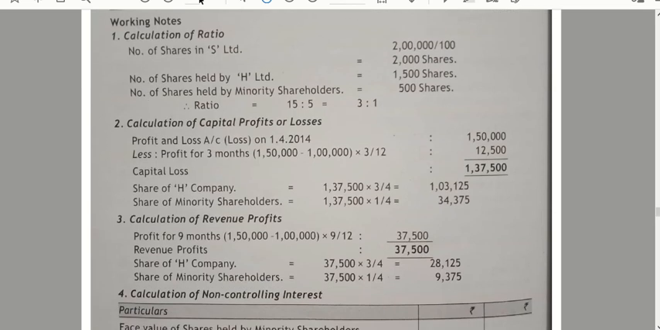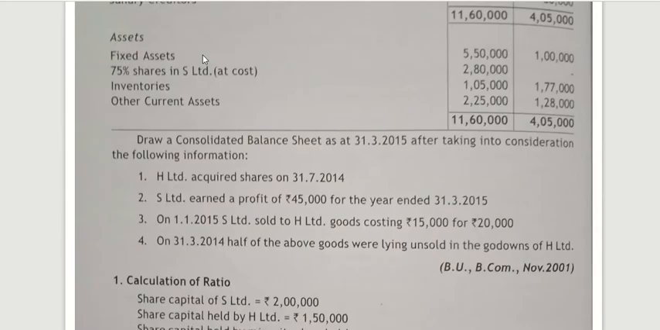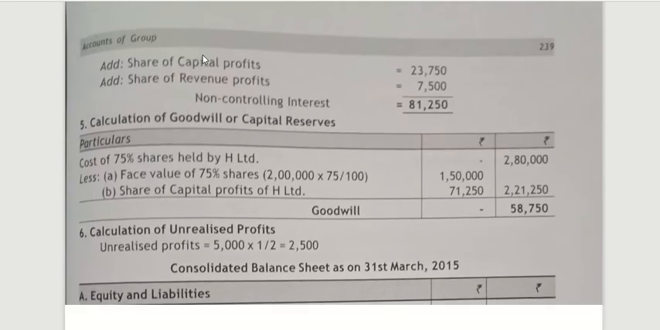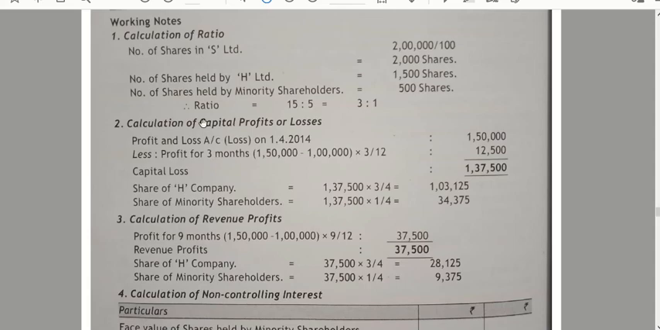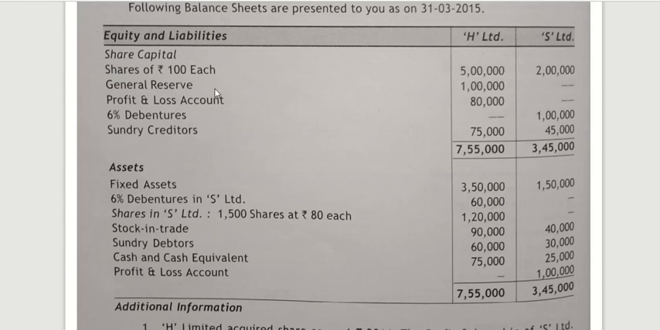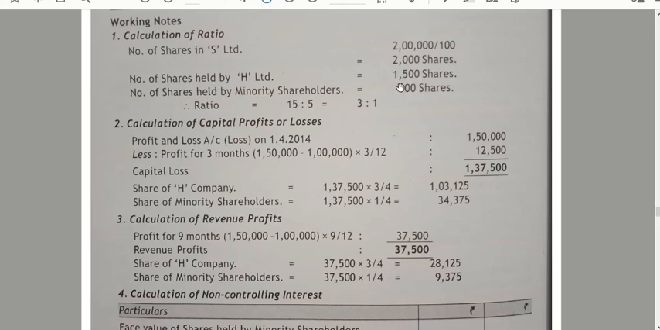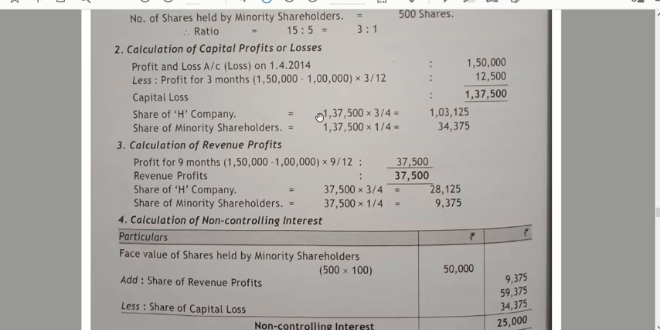So step number 1, calculation of ratio. How many shares are there in S Limited? 2 lakhs divided by 100, which is 2,000 shares. Out of this 2,000 shares, H Limited purchased 1,500 shares. The minority shareholders will be 2,000 minus 1,500, which is 500 shares. So the ratio is 15:5, which is 3:1.